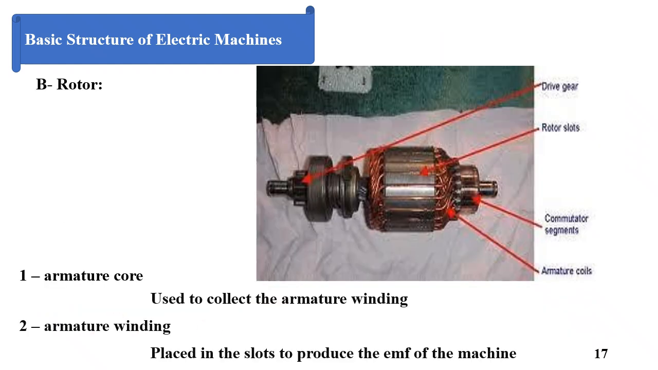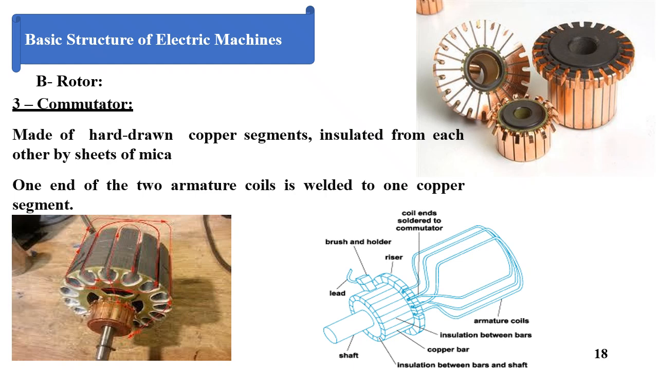The rotor in detail. The armature core is used to hold the armature winding. This is the armature core. The armature winding is placed in the slots. These are the conductors placed in the slots to produce the EMF of the machine. The commutator is made of hard drawn copper segments to resist wear, insulated from each other by sheets of mica, which are the black lines here. One end of the armature coil is welded to one copper segment.